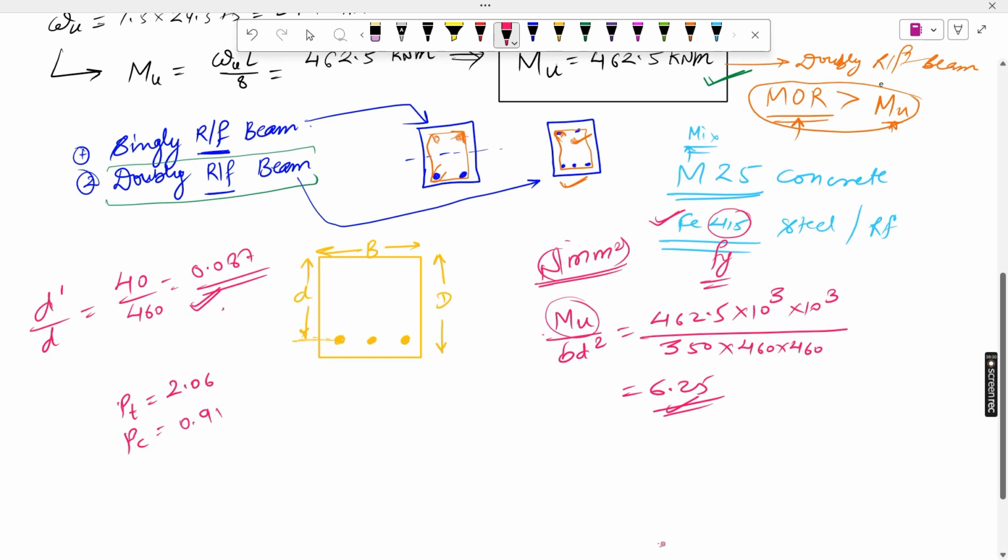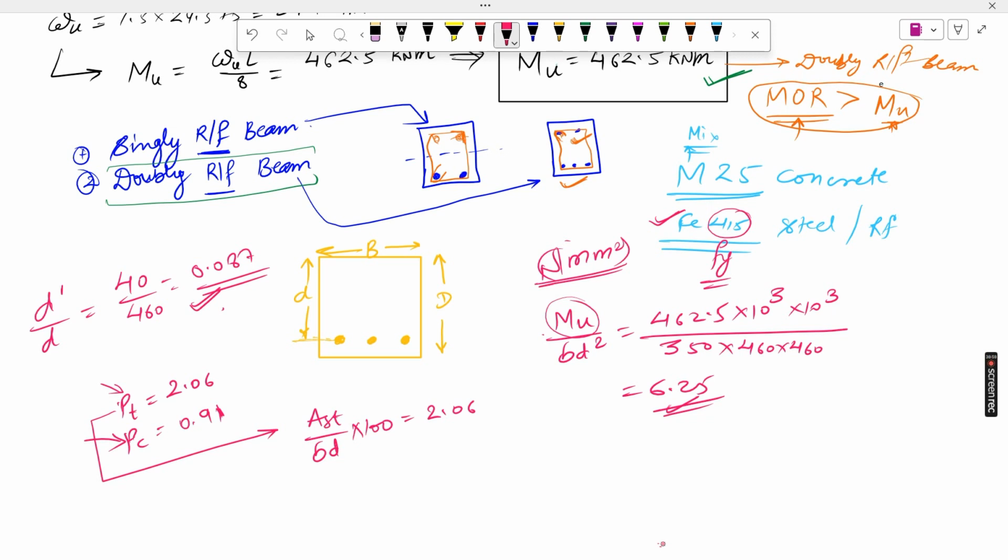So these are the PT value and PC value. How do you know what the PT is? PT is AST by BD multiplied by 100. PT means percentage tensile reinforcement, PC means percentage compression reinforcement. Percentage for what? Percentage of the whole effective cross-section area.